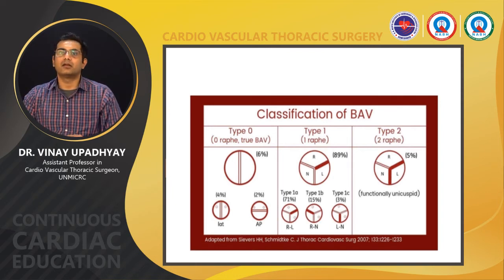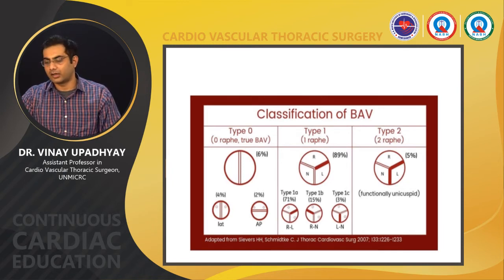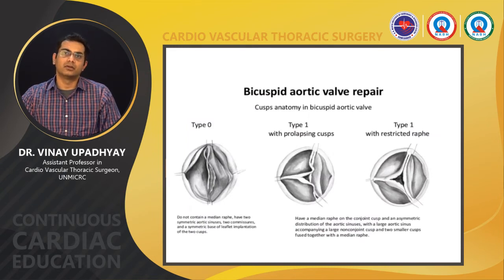Type 1 is when one true raphe is present. Type 2 is when two raphes are present. So it is easy to repair to make it a tricuspid valve. These are the types of bicuspid aortic valve and the techniques used to correct the prolapsing cusp or restrictive cusp.